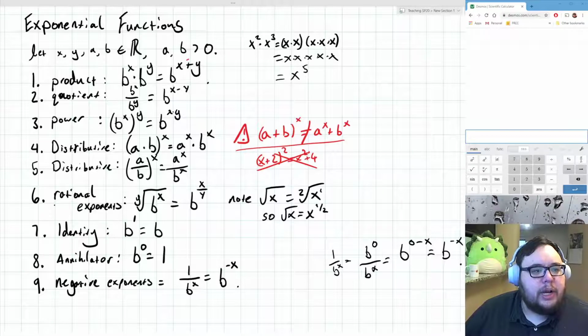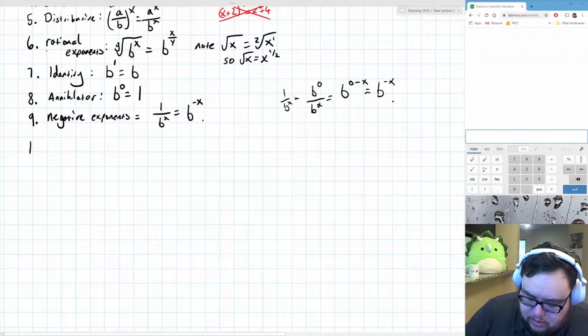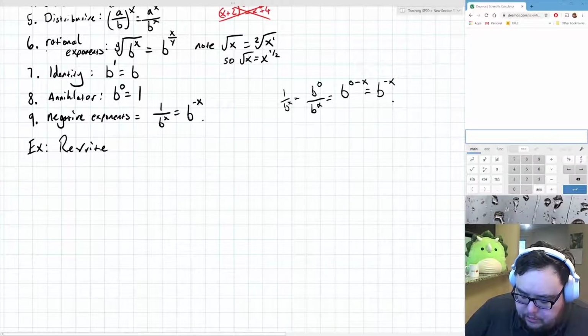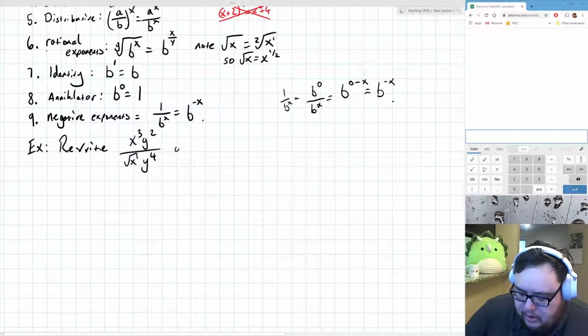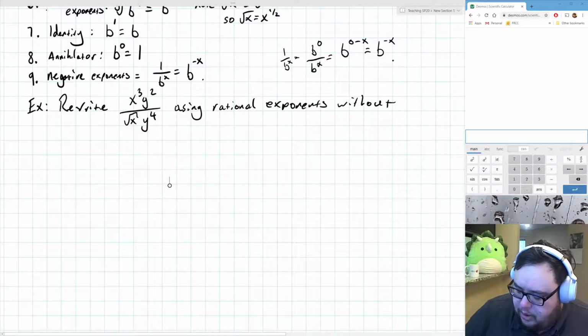We can use these properties to rewrite exponential expressions. It's not something I'm going to be focusing on in this class, but it is something that I'm going to assume that you are able to do. So for example, we could rewrite x cubed y squared over the square root of x y to the fourth using rational exponents on a single line.